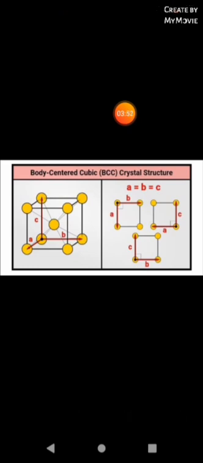Next, the point about their packing factor. As we have already discussed, the packing factor is about 68%.